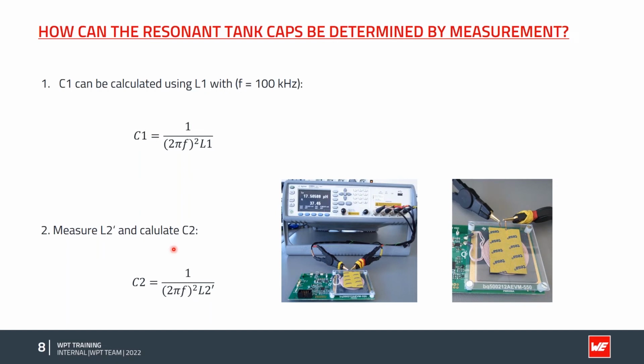Then for the secondary side, we can simply measure L2', which is the secondary inductance, with the primary side opened. Then we just integrate the measurement value and can calculate C2.